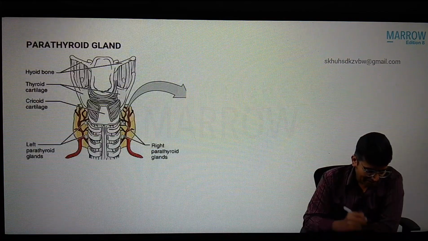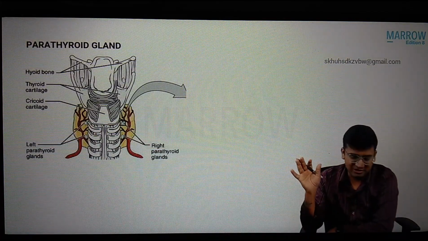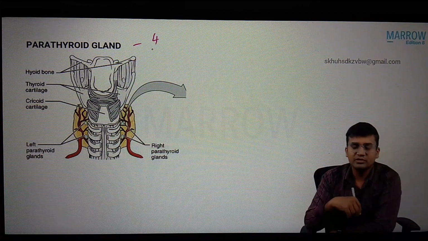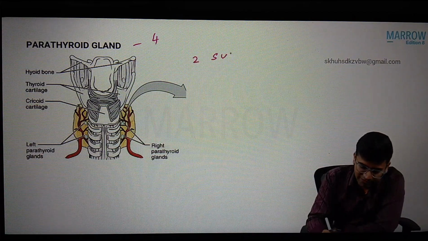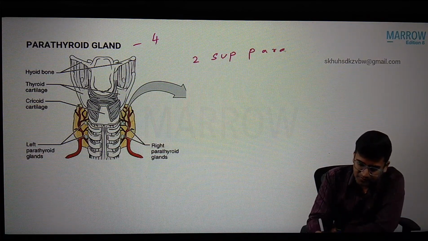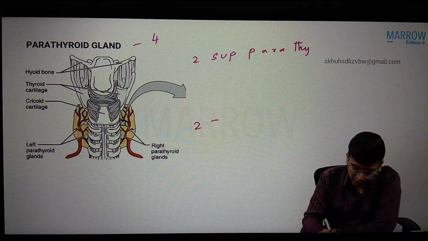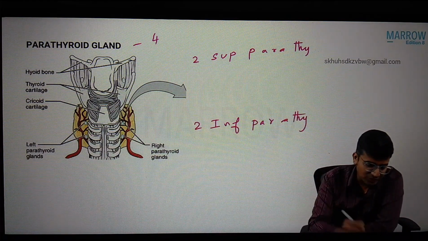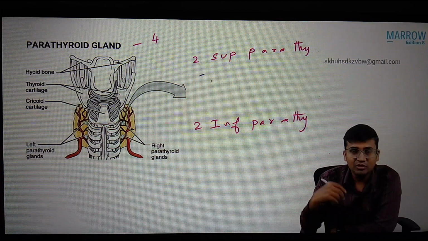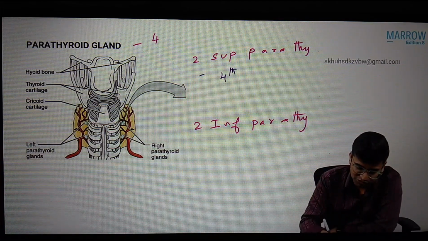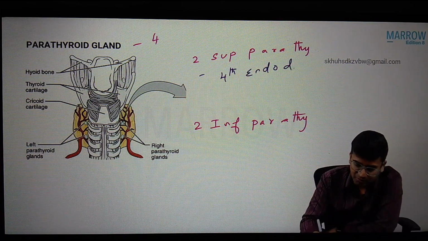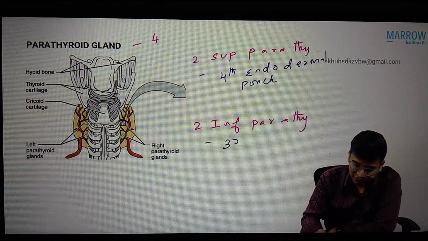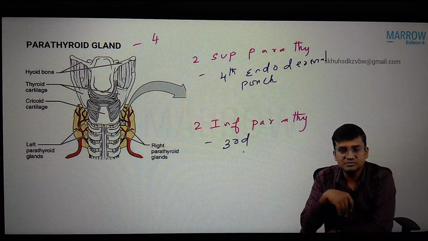Next, the parathyroid gland. Very few points are there for the parathyroid gland. Totally we have 4: 2 superior parathyroid and 2 inferior parathyroid. The superior parathyroid comes from the 4th endodermal pouch, and the inferior parathyroid comes from the 3rd endodermal pouch.